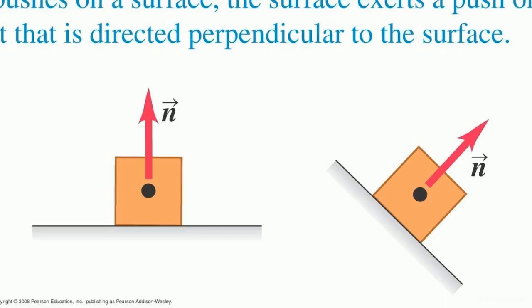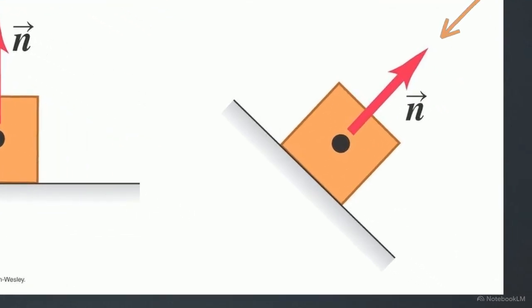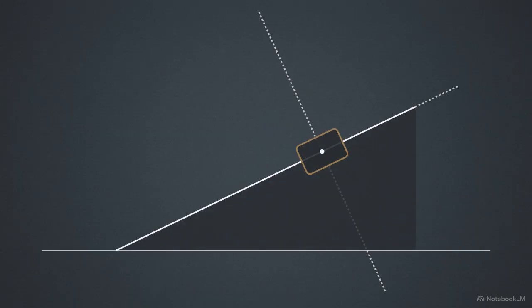This textbook image highlights the immediate benefit. Look at the right side. The normal force vector perfectly aligns with our new tilted y-axis, since it sits perpendicular to the surface. But remember, the weight vector, driven by Earth's gravity, still points straight down. Because weight no longer lines up with our tilted axes, we have to break it down into horizontal and vertical components using a right triangle.